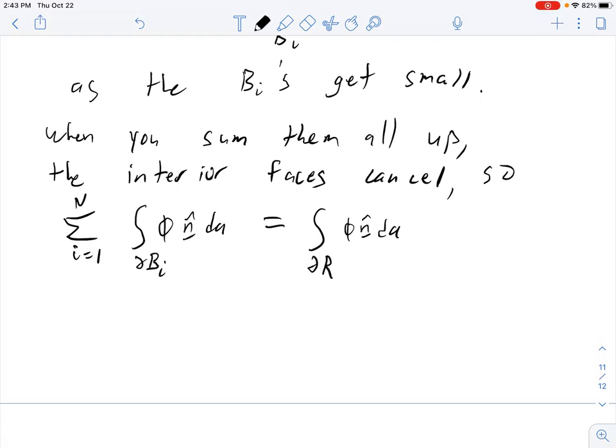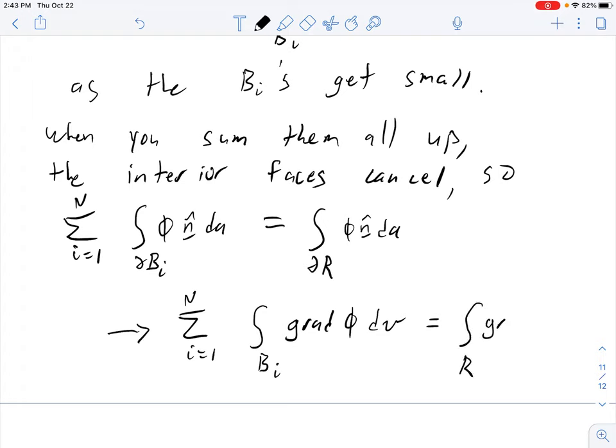And that is, as they get small, going to the sum i going from 1 to n, so of course, n is going to increase as these get small, of B_i grad phi dV, which is always equal to the integral over R of grad phi dV. So that's essentially how the proof proceeds.